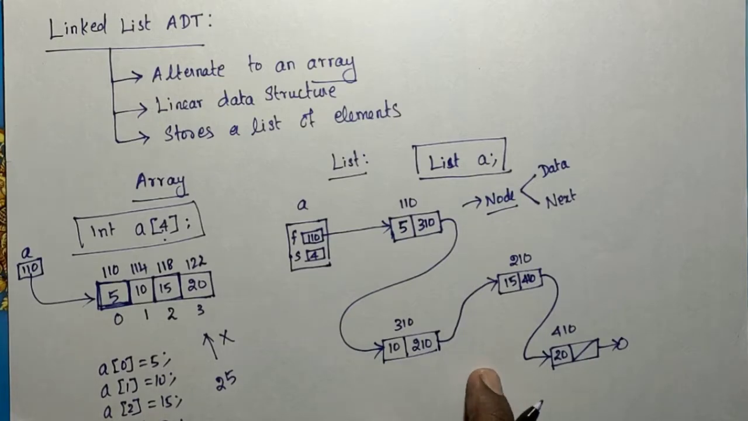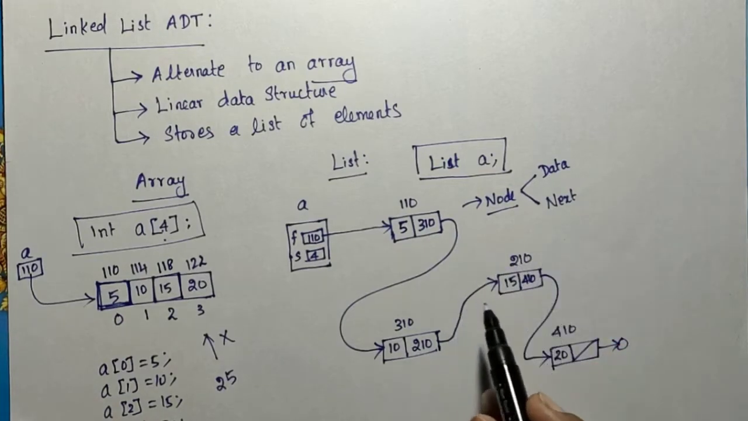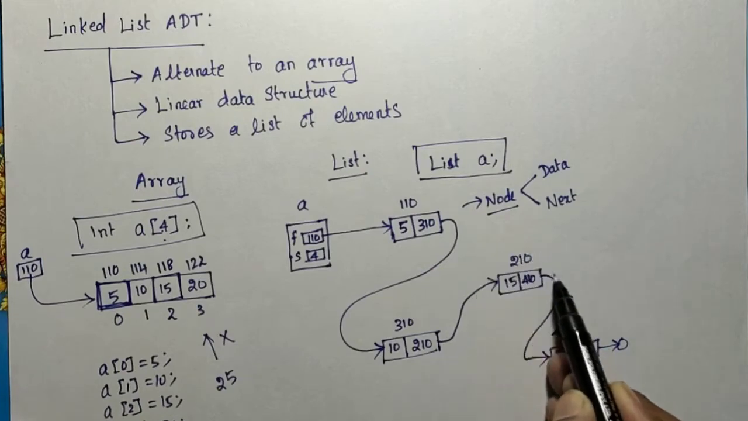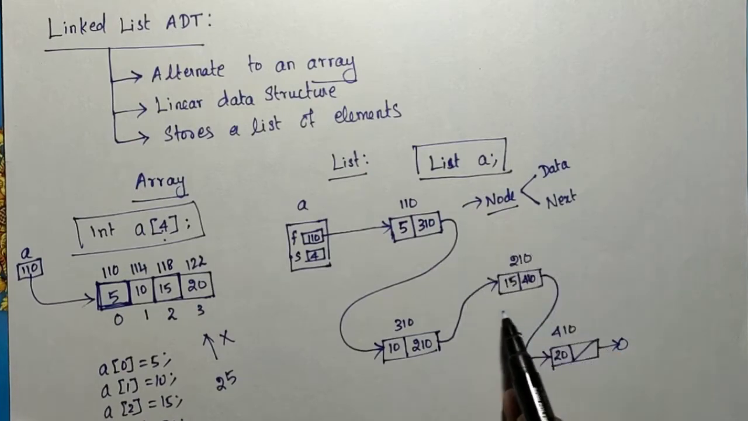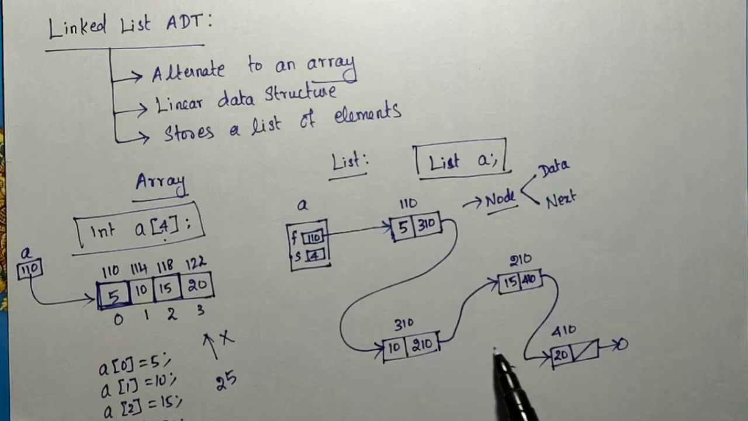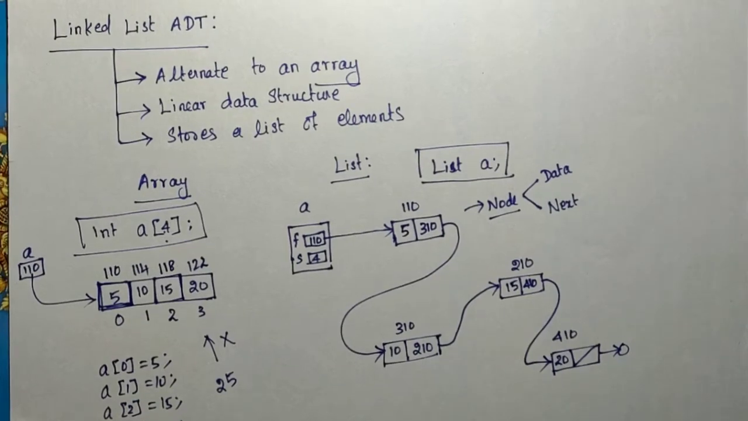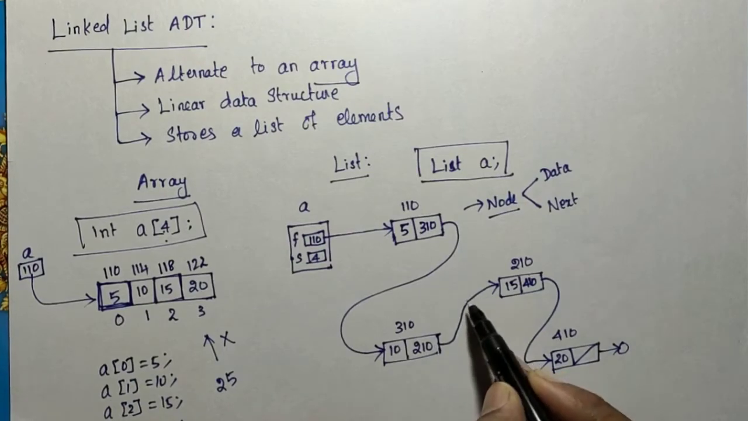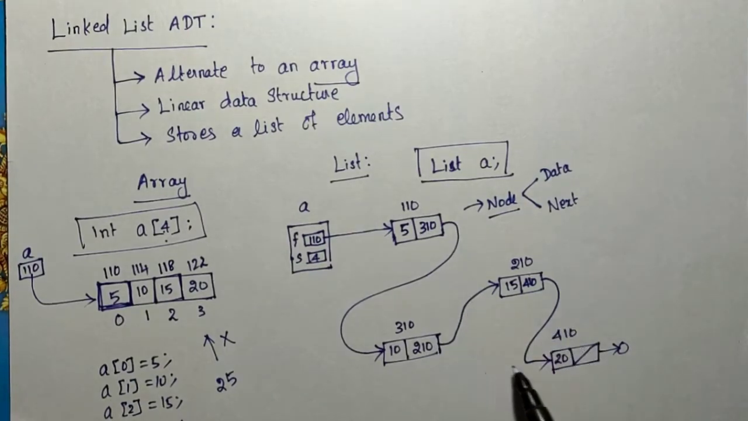But in the list, if you don't want some element, for example, if you want to delete the 15, simply the memory allotted for that 15 will be deleted. It will be freed. It will just change this link to this link. The rotation is also not needed. This link and this link will be cut, and this link will be created, and this memory will be released dynamically. So that is the second point.